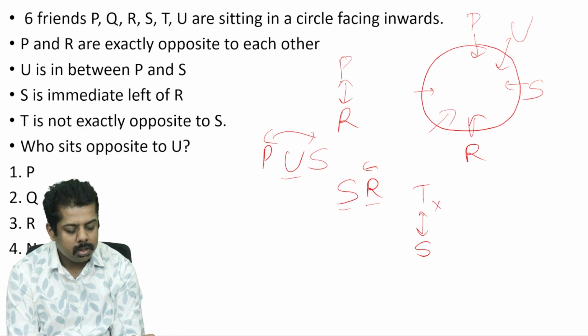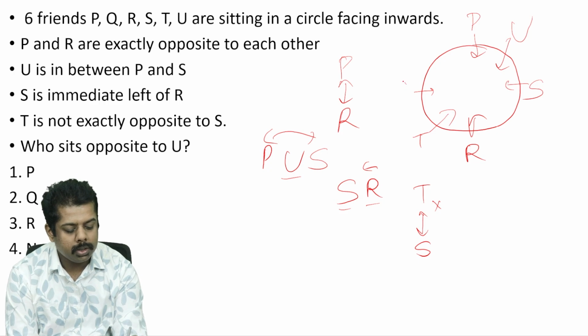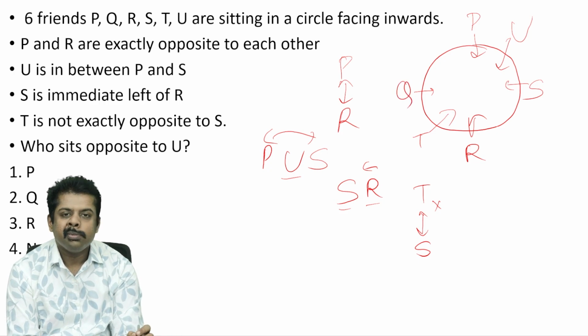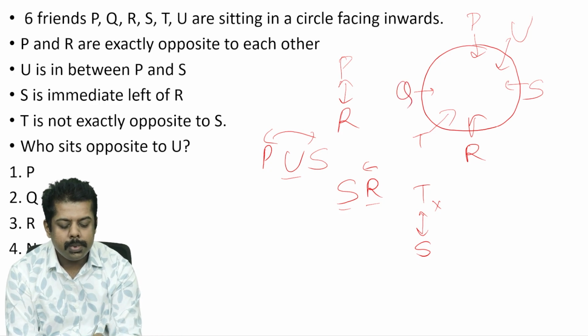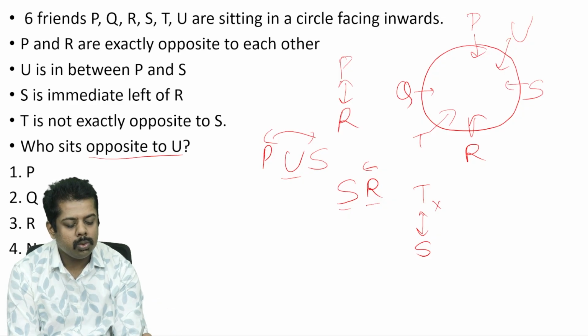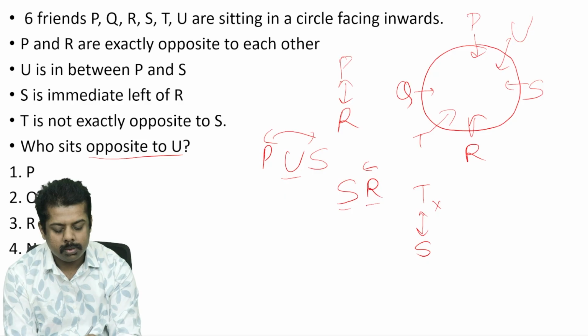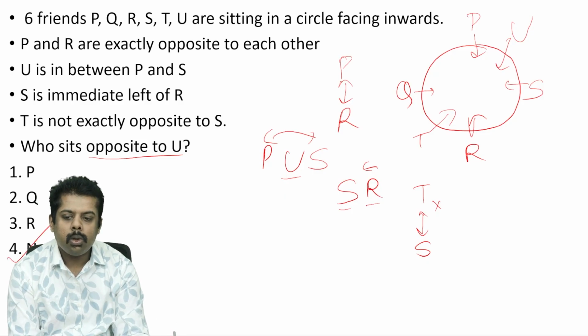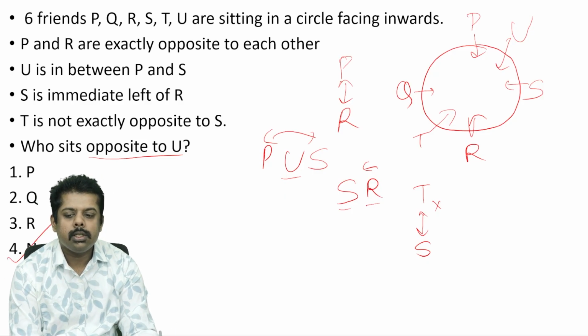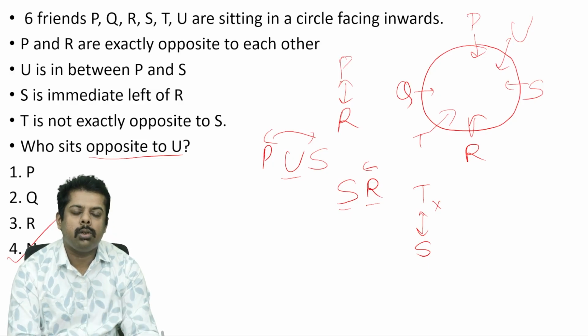Now we have to fix T. T is not opposite to S, so T has to be here. Okay, so almost the arrangement is done, and Q has to be here. What is the question being asked? Person opposite to U. The person opposite to U here is T. T is not there in the options, so the answer has to be the 4th option, that is none of these.